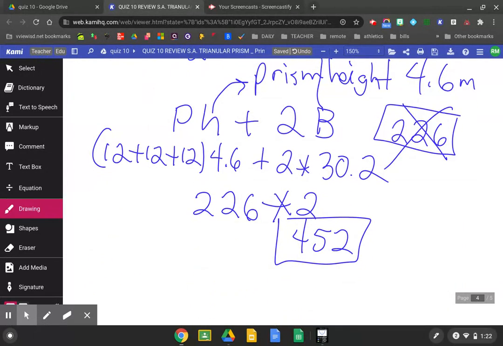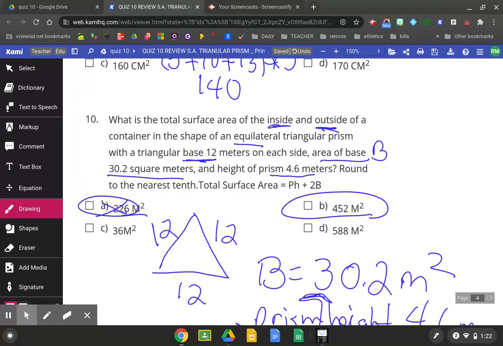Ooh, that got me. I forgot about the problem. We got to make sure we understand that we're looking for inside and outside, so we got to multiply that by 2. All right, hopefully this helps.